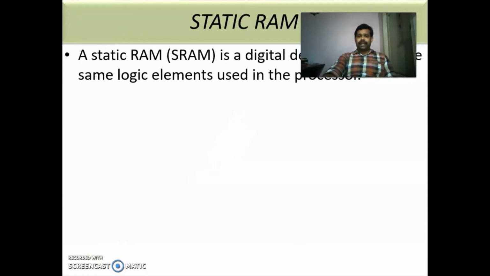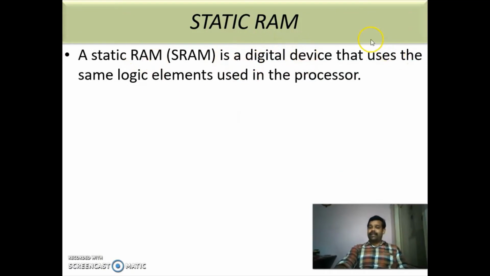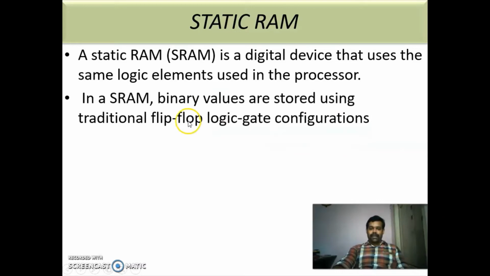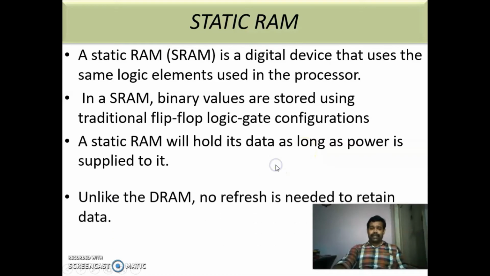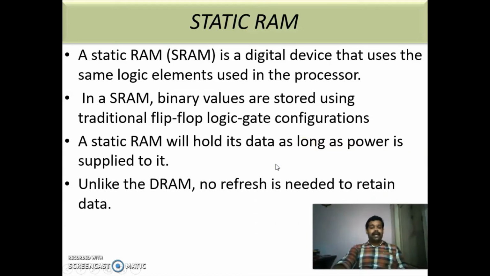First we are going for static RAM. Static RAM is a digital device, but dynamic RAM is an analog device. Static RAM is a digital device that uses the same logic elements used in the processor. In SRAM, binary values are stored using the traditional flip-flop logic gate configuration. A static RAM will hold data as long as power is supplied, since it is volatile. Unlike DRAM, no refresh is needed to retain the data. In dynamic RAM we have to refresh every time, but here there is no need for refreshing.